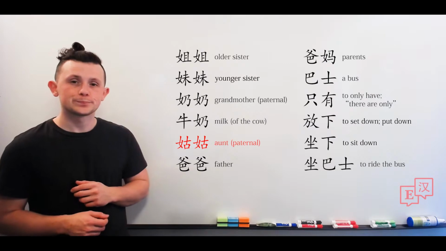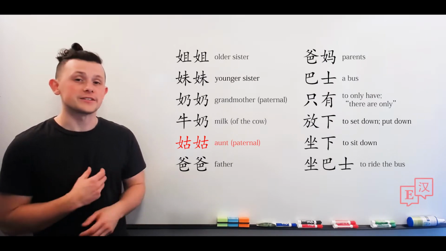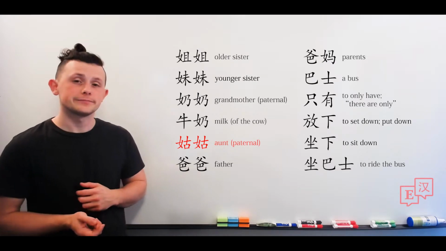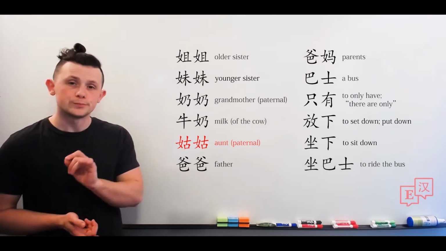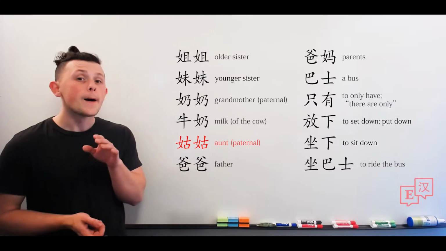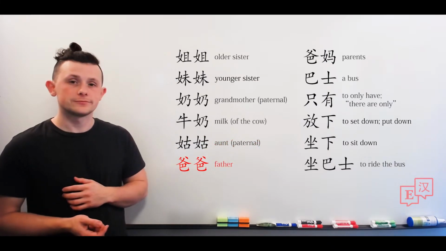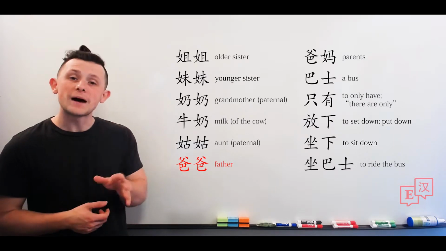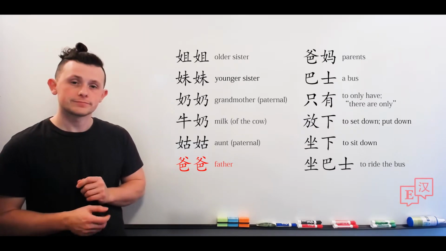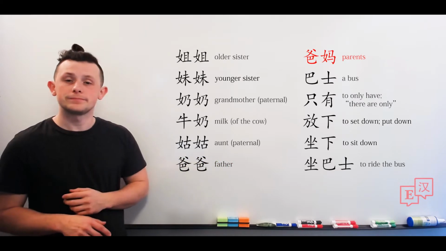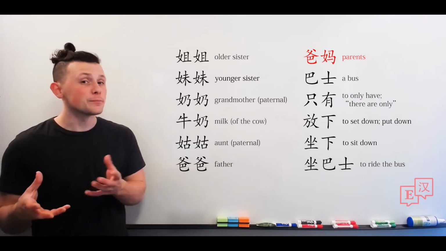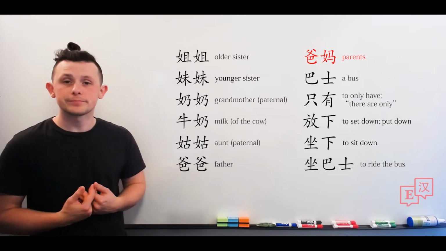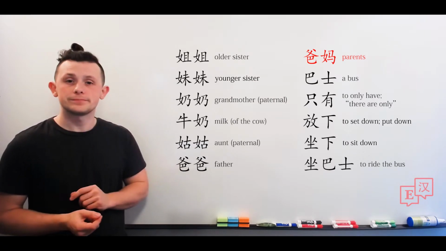姑姑, aunt, specifically your father's sister, a paternal aunt. 姑姑. 爸爸, father. 爸爸. 爸妈, father mother means parents, or your dad and mom. 爸妈.